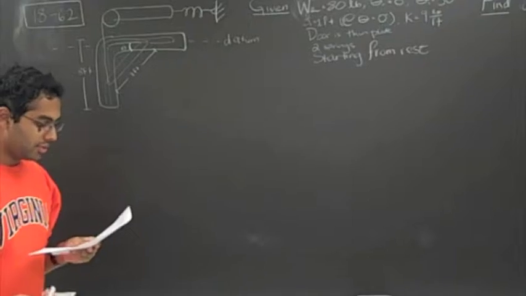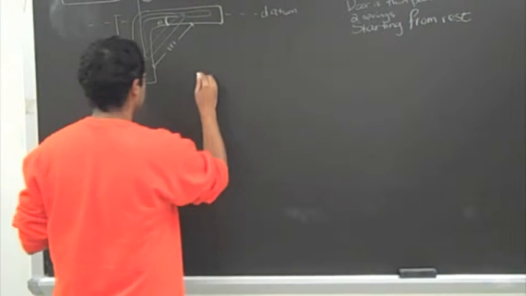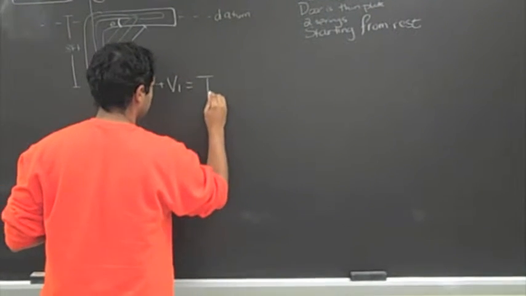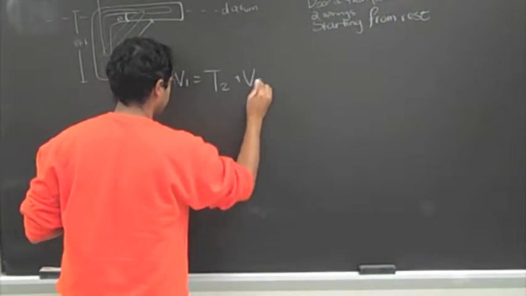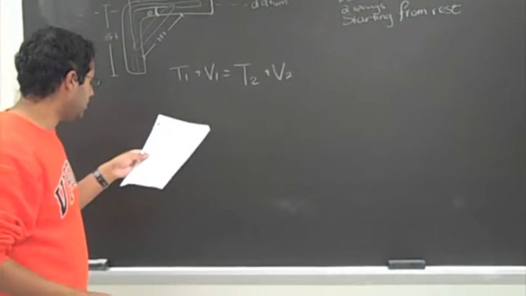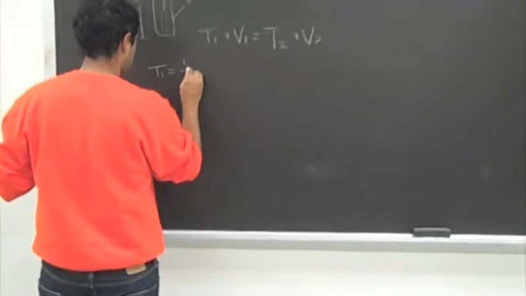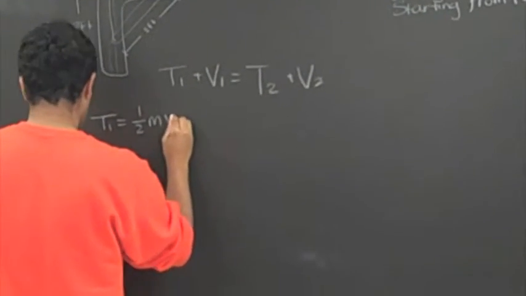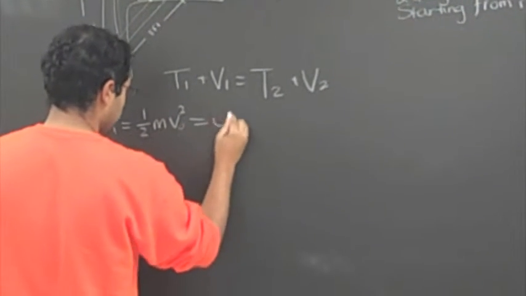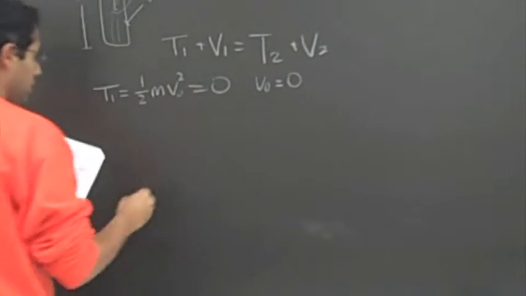To start off, the most efficient way to solve this problem would be the work-energy method. The equation for this is T1 plus V1 is equal to T2 plus V2. So that's kinetic plus potential equals kinetic plus potential. T1 is equal to 1 half m v squared, and this is the original v. This ends up being 0 because v naught is equal to 0 as the door is starting from rest.